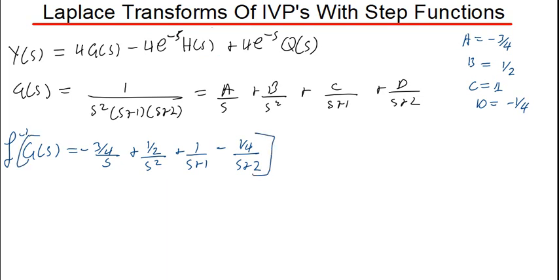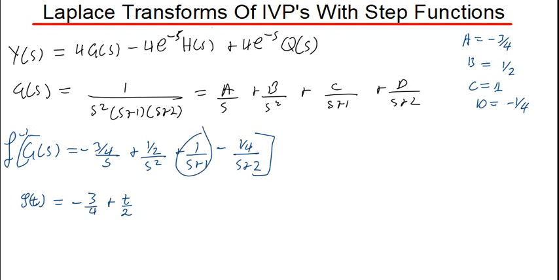Okay, so for this part you have your g of t being equal to, for this part, what you're going to get is just minus 3 over 4 the way it is. Then for this part you're going to get plus, this is actually 1 over 2 multiplied by 1 over s squared. The inverse is just simply 1 over 2 by t. I can just write this as t over 2.